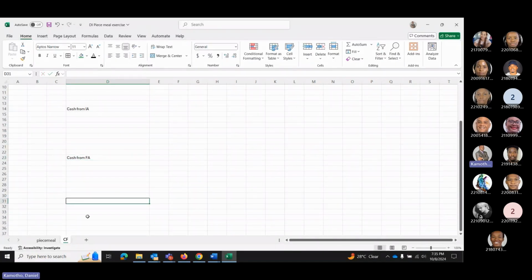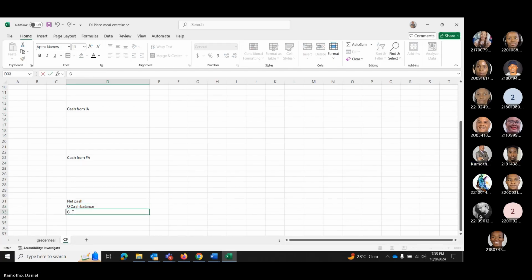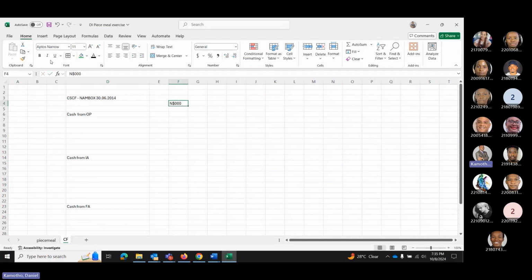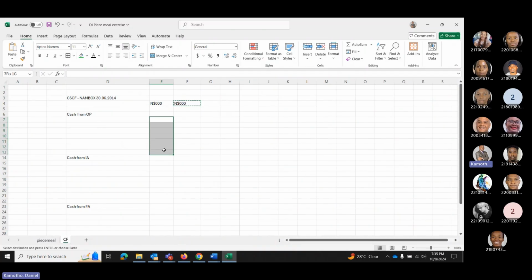Then we have net cash, and then we have opening cash balance, and we have closing cash balance. Ideally, these are the way we set it up. I put it in 2 columns because I want to see the net for each. So I can enter the amounts here, then here, then I get the total there, which will be the net cash flow.